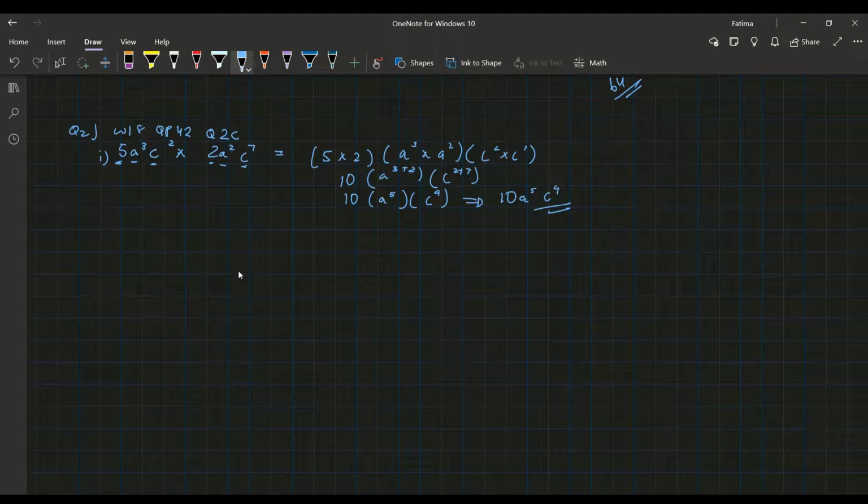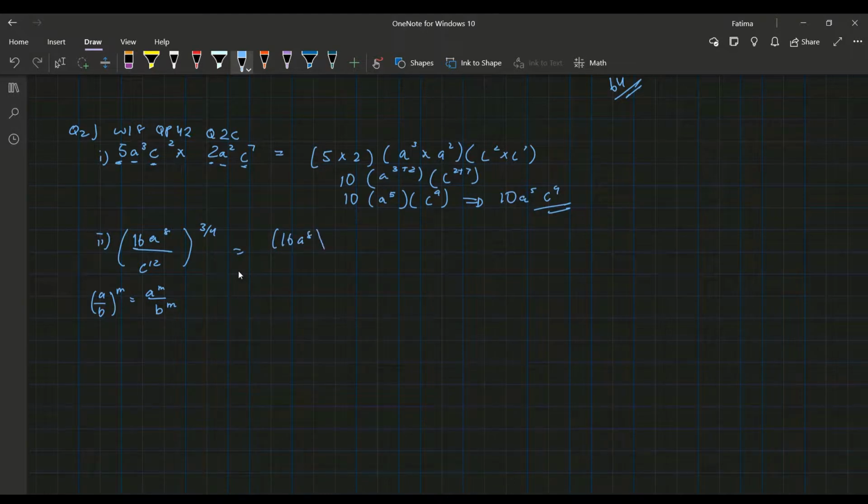Now moving on to part 2, which is a bit more complicated. We're given (16a^8/c^12) the whole raised to 3/4. So the first thing I'd like to do is apply the rule that (a/b) to the power m is equal to a^m upon b^m. So that would be (16a^8) raised to 3/4 upon (c^12) raised to 3/4.